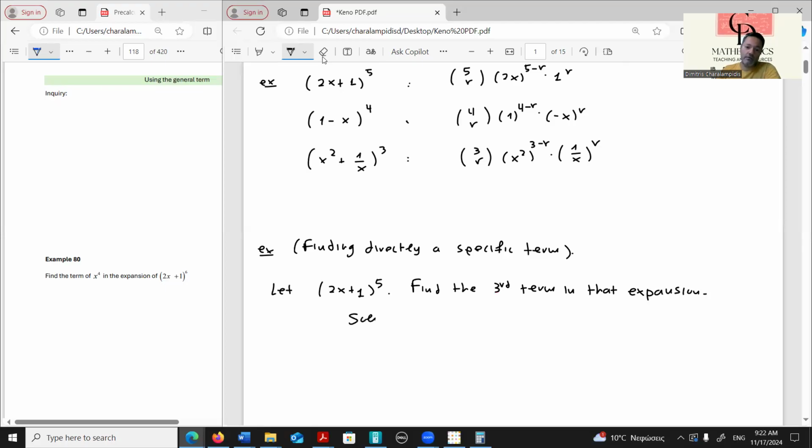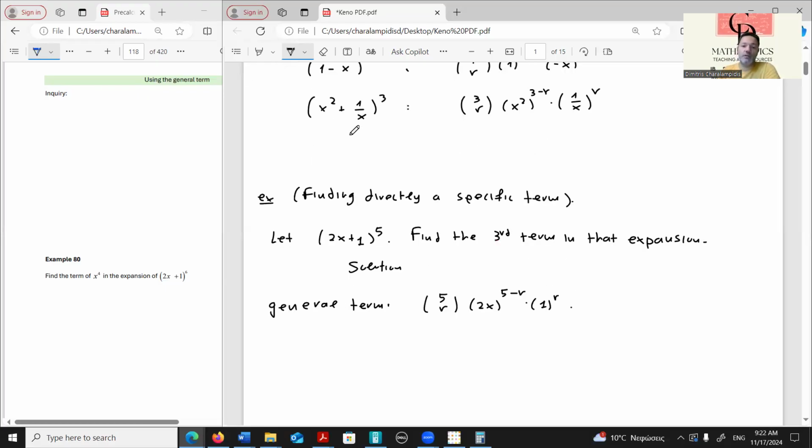Okay, solution. Let's begin by forming the general term. That should be 5 choose r, 2x to the power of 5 minus r times 1 to the power of r. Since we want the third term, that would mean substituting r with 2.